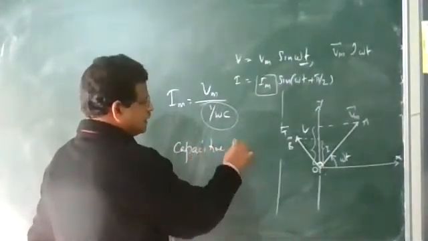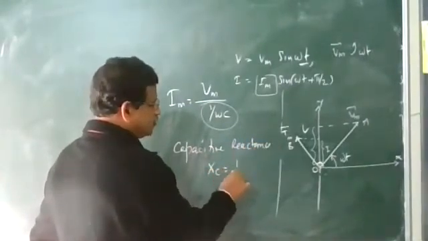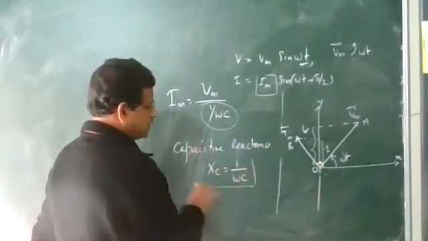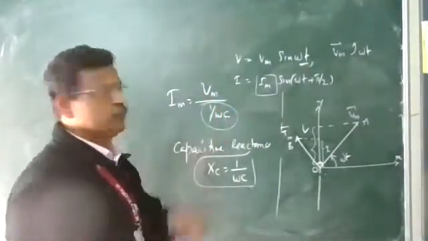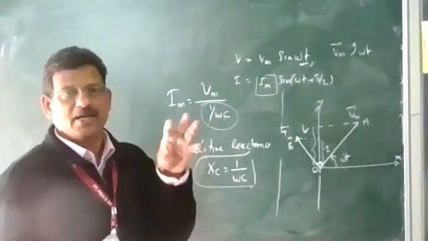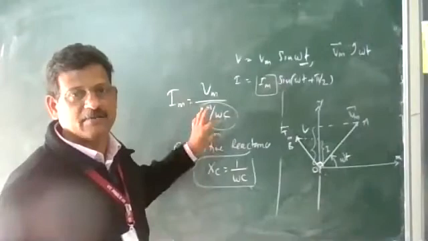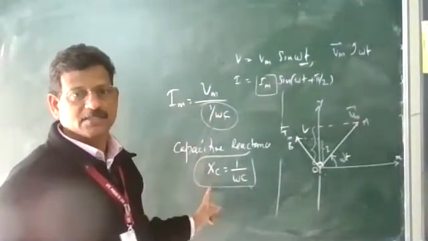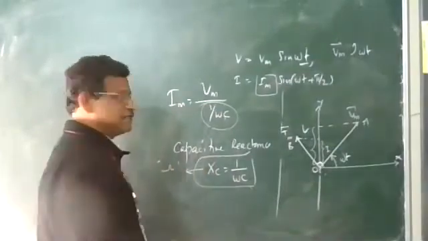Capacitive reactance is represented by X and is equal to 1 upon omega c. But we kept it in the denominator, so that voltage divided by something gives the current, and that part will be a resistance. So X_C is equal to 1 by omega c. The unit of X is that of resistance.